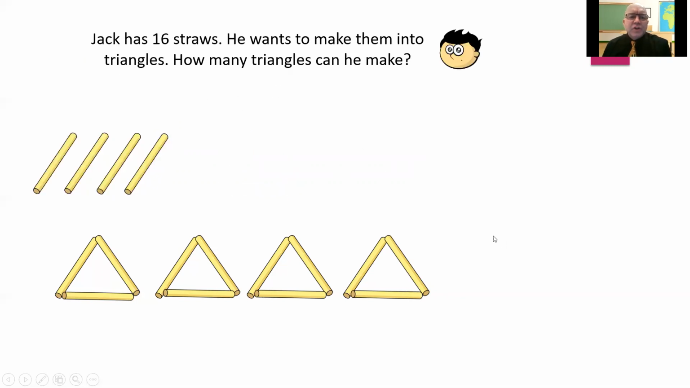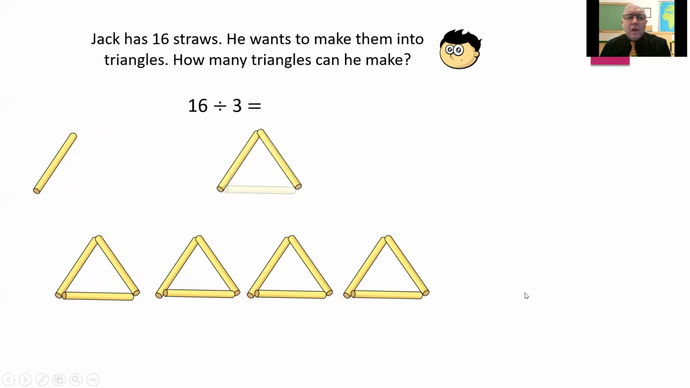And finally, we've got Jack, who's got 16 straws. Again, I've left the 12 here already set up. And he's got 4 more onto that 12 to give him 16. And if we do that division sum, you can see he's got 5 completed triangles with 1 left over. So 5 remainder 1. Okay. And for the time being, that's all we need to do. If there's any leftovers, we just put R and the number for remainder.